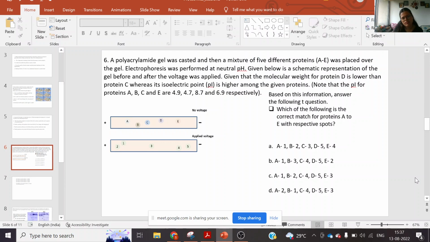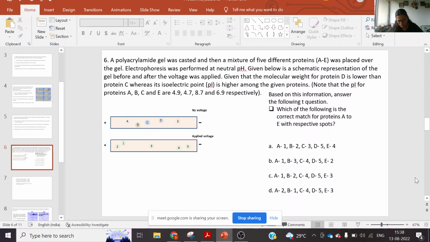Okay, so since it was done in a neutral pH, and in the information given, we can notice that protein E has a pI of about 6.9, which is near neutral pH. So if we look at the gel after the applied voltage, you can see that band 3 has not moved anywhere, which means it is staying still and is in its isoelectric state. So I think the answer is E.